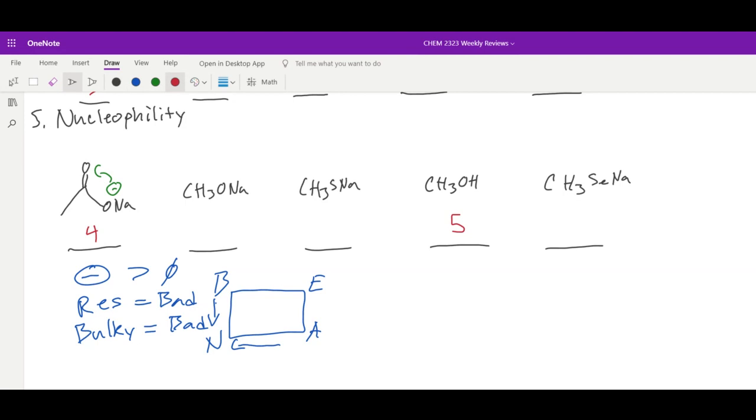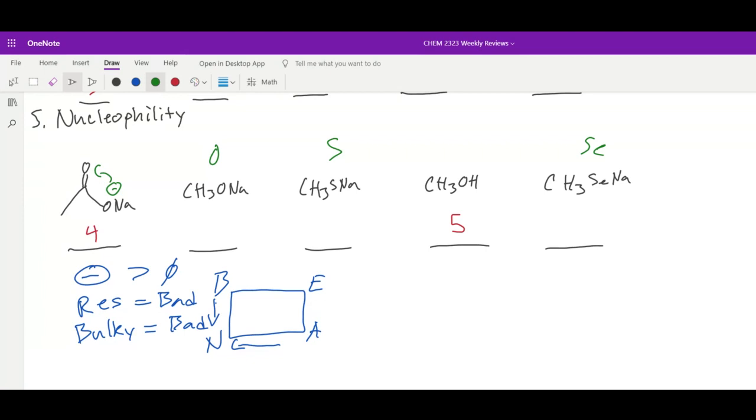Now I have 3 structures left. One with oxygen, one with sulfur, and one with Se, okay, which I think is selenium, not sure. So that has nothing to do with charge or no charge. That has nothing to do with resonance. Does that have anything to do with bulkiness? If you said yes, you're wrong. It has nothing to do with bulkiness. Bulkiness, just think about extra carbons.